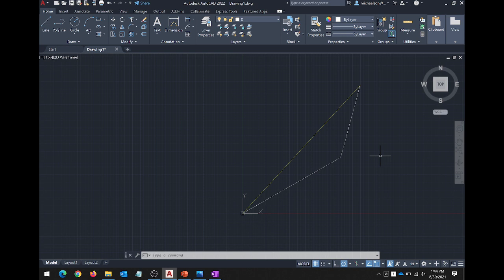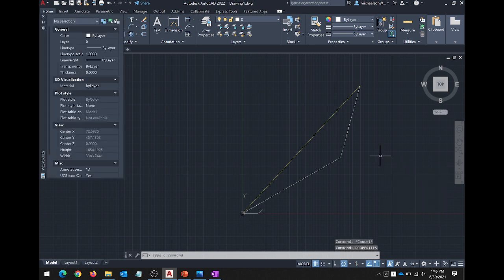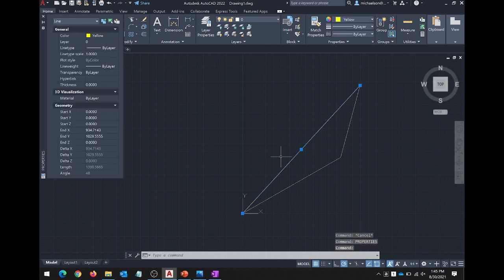What am I going to do with that? Let's go into AutoCAD and let's type in the word properties. When you type in the word properties, you get a little dialog box here. What I'm then going to do is select that line. What do we see here? Look right here. I don't know. It might be a little difficult to read. What's the length? 1390.57, right? What's the angle? 48 degrees, right? What did we get? 47.76?